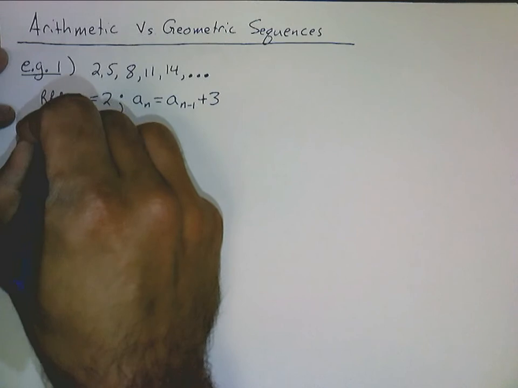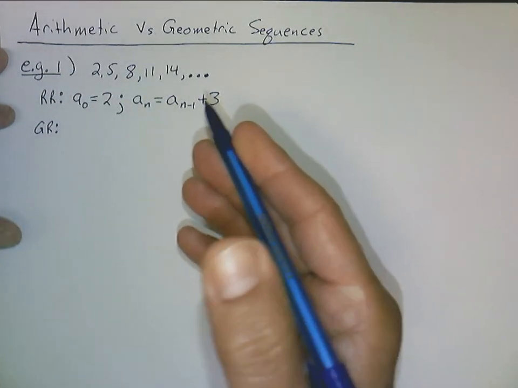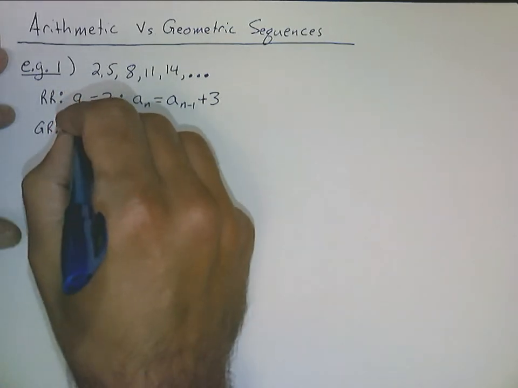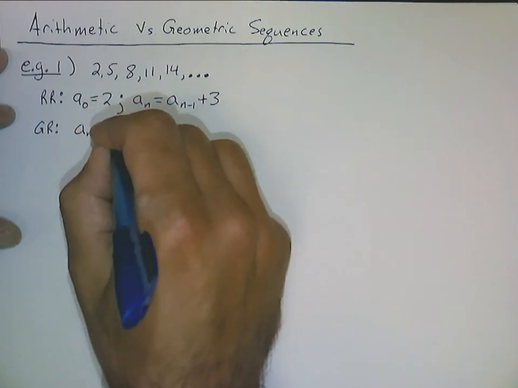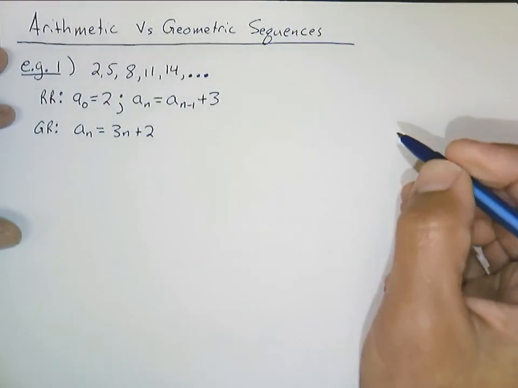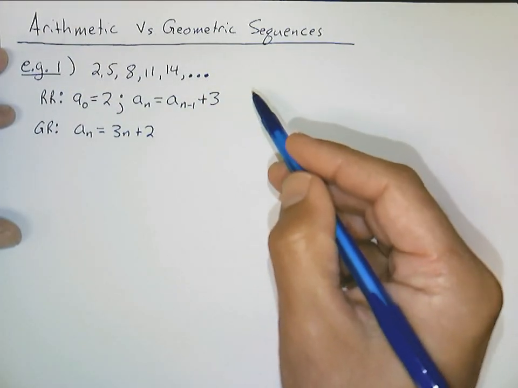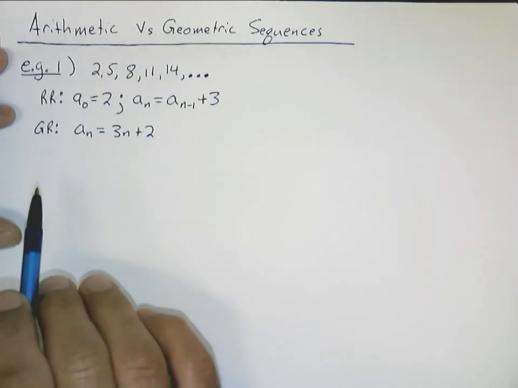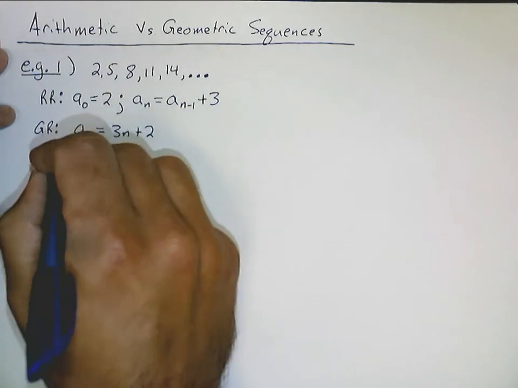And in the last video, we showed how to get the general rule from the recursive rule. So if you forgot this, please go back and watch that again, or look over your notes. And the general rule for this one was that a sub n was equal to 3n plus 2. So this repeated adding 3, remember repeated addition is a multiplication. That's what becomes this multiplication right here on 3n. And this is actually what we call an arithmetic sequence.